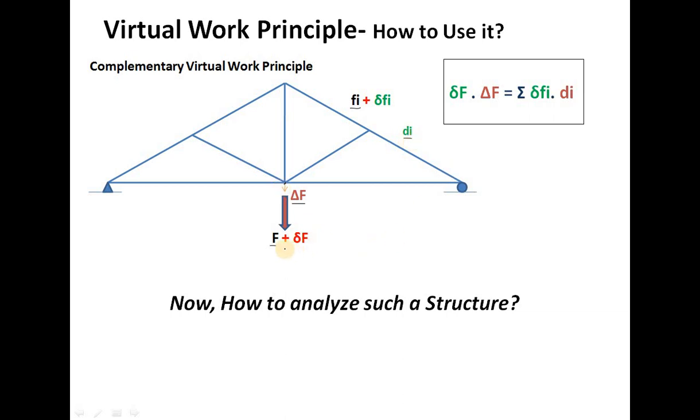Now I have disturbed the structure by keeping F constant, but adding an additional imaginary force of delta F. Because of this additional imaginary force, the forces in each and every component of the truss will also have some additional force, that is delta Fi. And we have seen how we arrived at this equation: the total work done by the external force equals the total strain energy stored in the structure. Now how to analyze this type of structure?